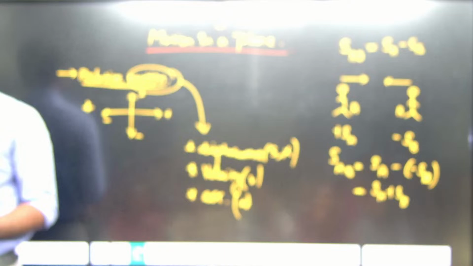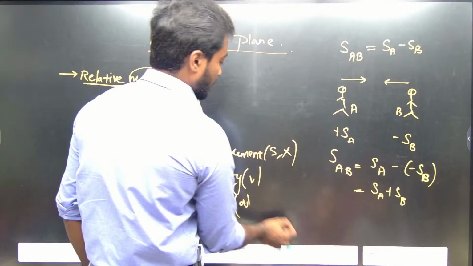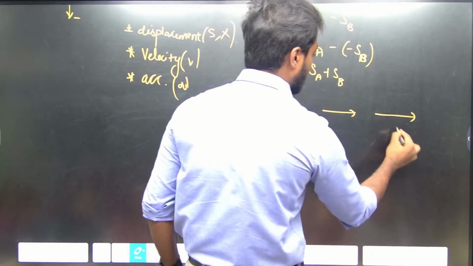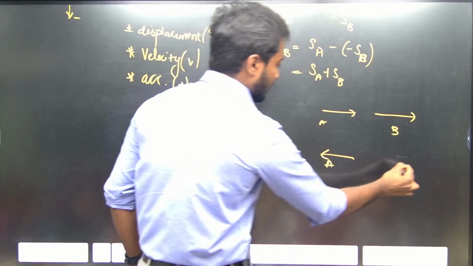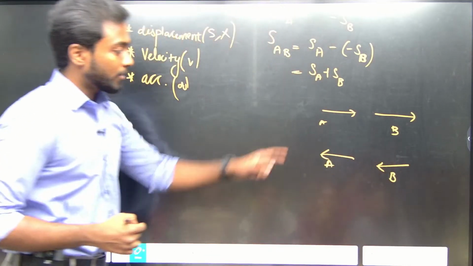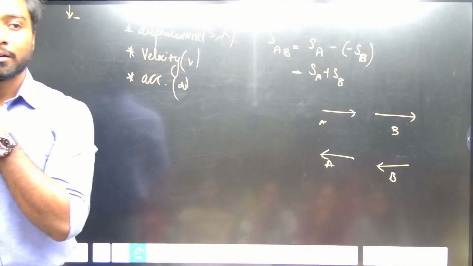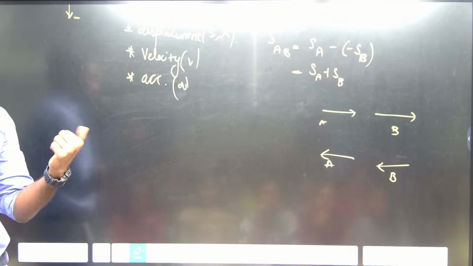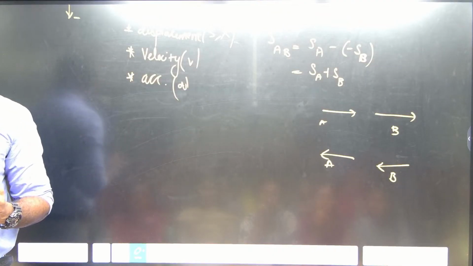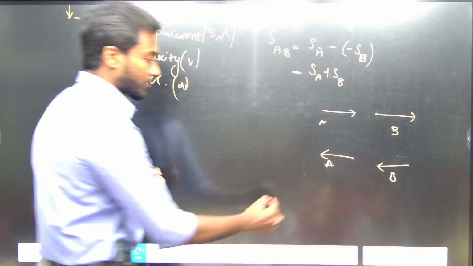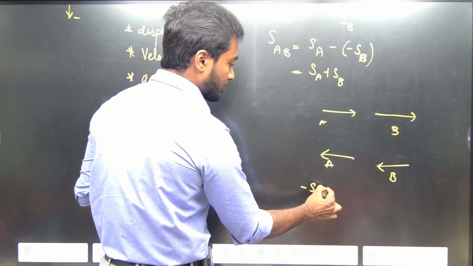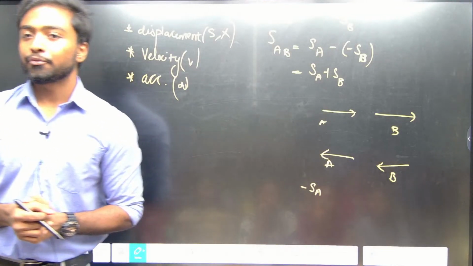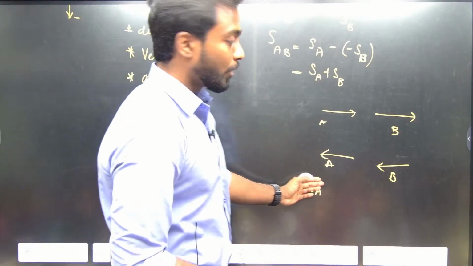When they are going in the same direction, suppose A is going in this direction, B is also going in this direction. For this, what is the formula? Displacement of A minus displacement of B. What about the other one? Minus of. Okay.